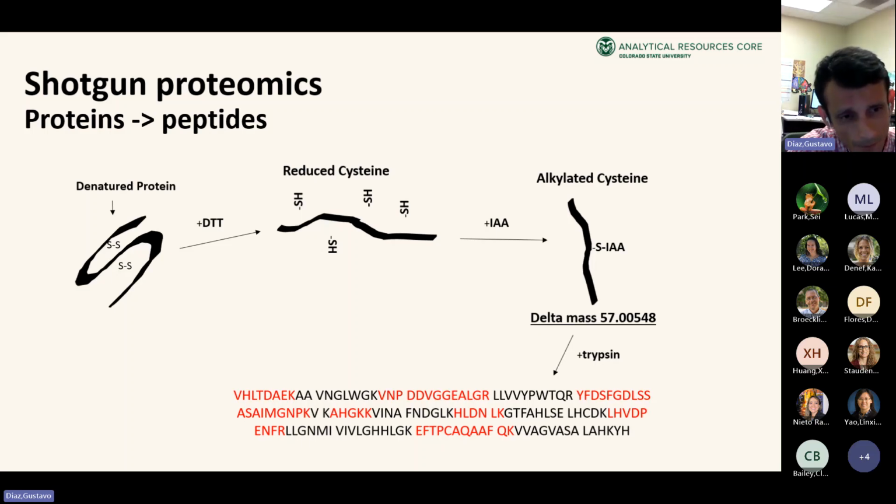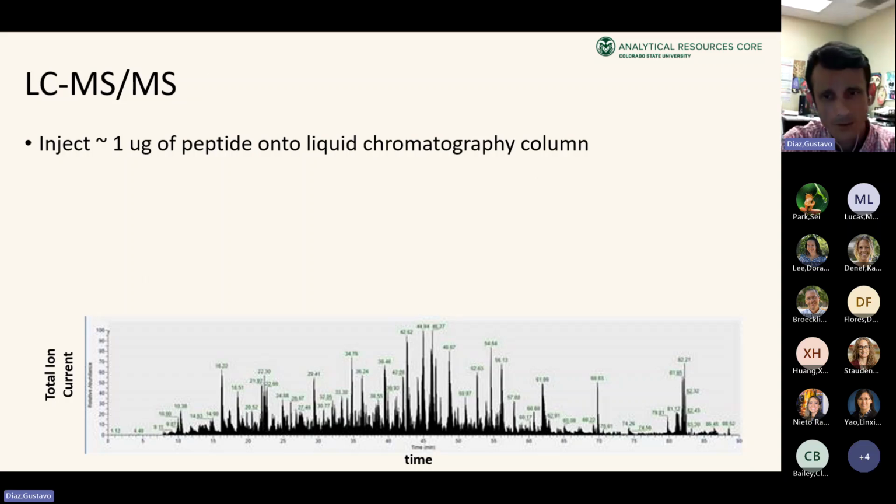Trypsin, for example, cuts our protein every time there is a lysine or an arginine. In the amino acid chain, those are the K or R. You will see how the cuts are flanking those two amino acids. And then we are able to get this solution of peptides that is going to be injected into the LC to be separated. It's a tiny fraction of the sample. It's just 1 microgram of peptides that is injected into the liquid chromatography column.